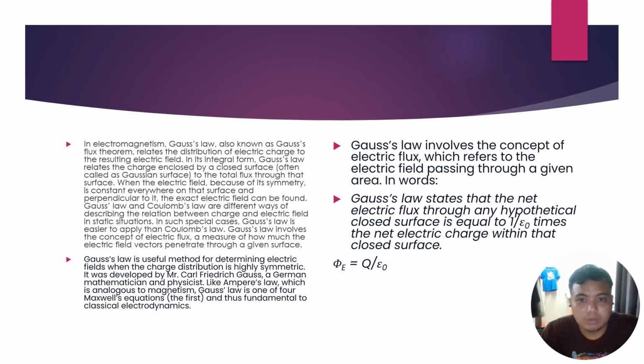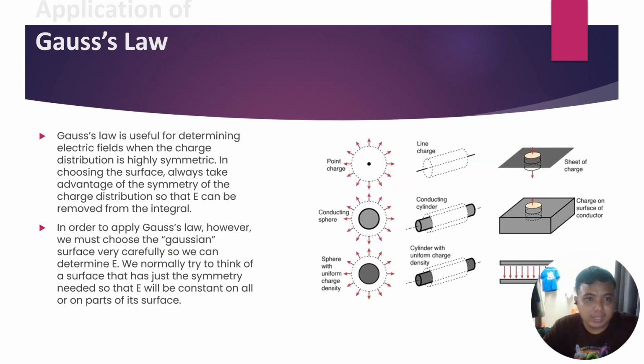Also, Gauss' law involves the concept of electric flux, which refers to the electric field passing through a given area. In words, Gauss' law states that the net electric flux through any particular closed surface is equal to 1 over epsilon-naught times the net electric charge within that closed surface. So, application of Gauss' law essentially is very useful for determining electric field when the charge distribution is highly symmetric.